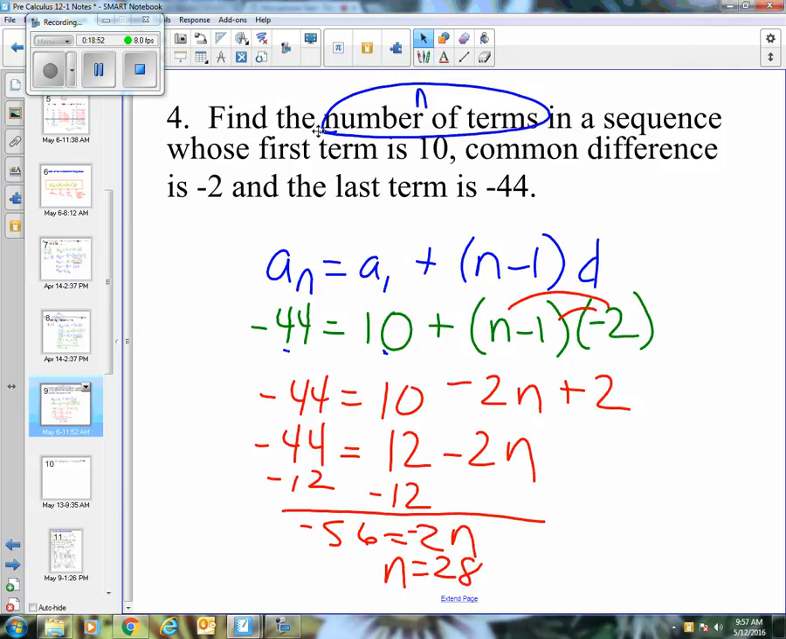Now, is that a reasonable number to have? Can 28 be a number of terms? Well, sure, I could have 28 people in a line or 28 numbers in a list, no problem. What kind of number could n not be? Well, sure can't be negative, right?